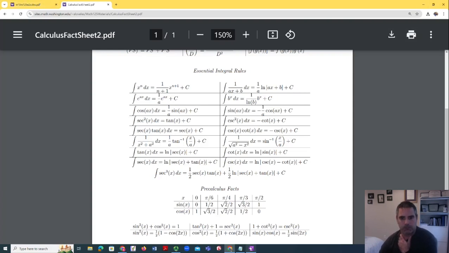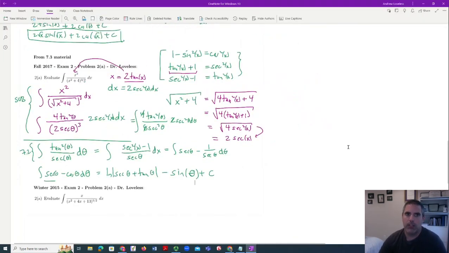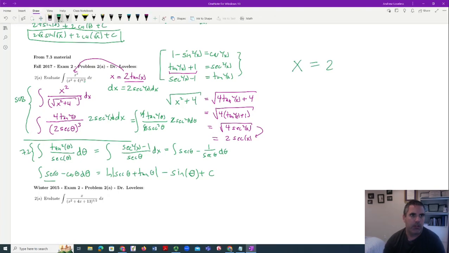Okay. So then there's this third step. And the third step is how do we properly return to x? And what we know is that x equals, let's use a different color.